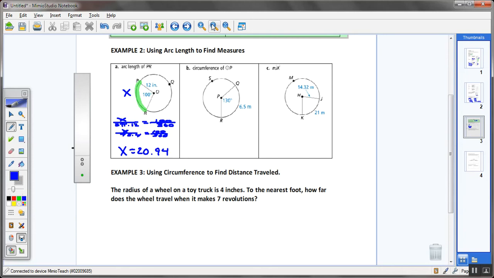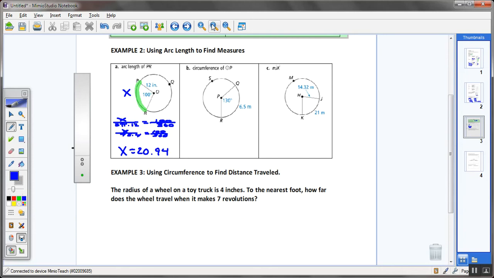Let's try another one here, kids. This time we have to find what? Circumference. Well, I have a question here. What do we know in this one? We know the central angle. We know the arc length.